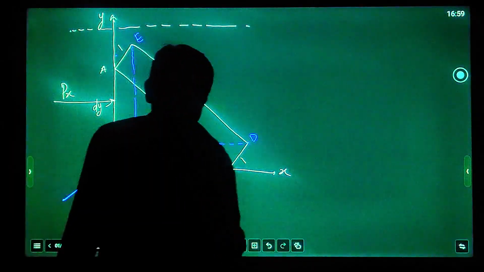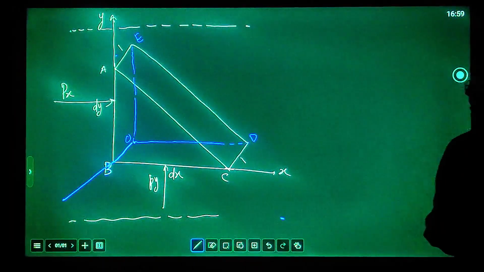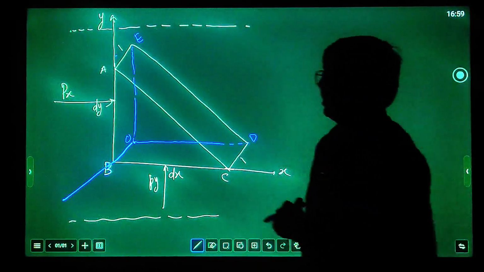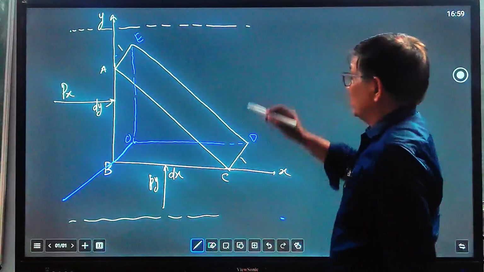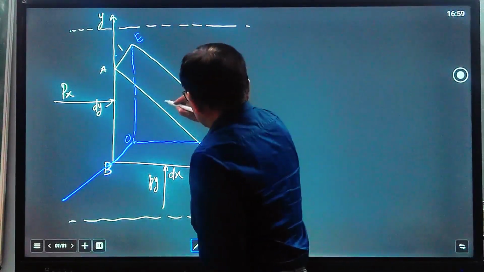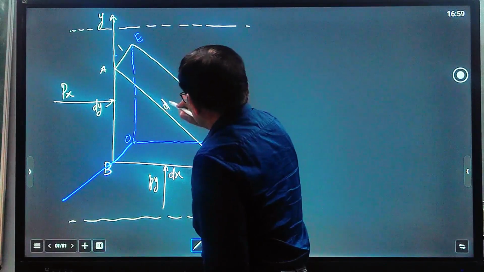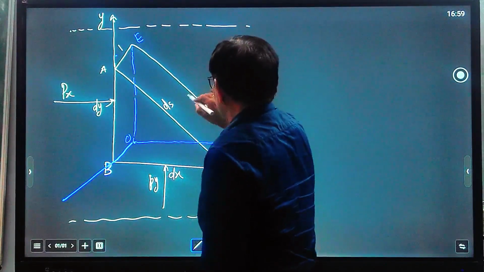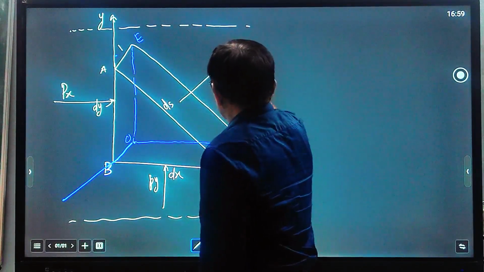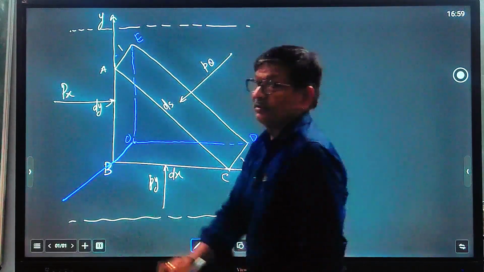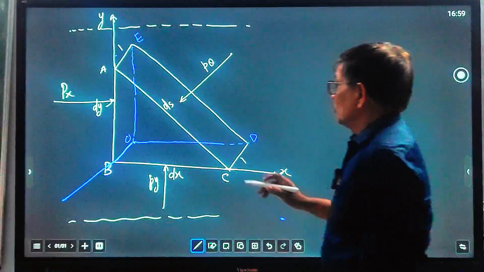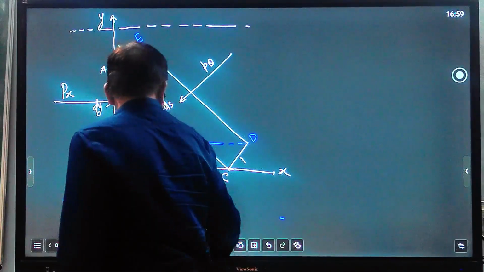Inside the liquid we have taken a very small elemental triangular wedge. Along this direction, the length of AC is equal to ds, and along this surface the pressure force P theta is acting. It is an arbitrary direction, P theta. It is pressure acting.